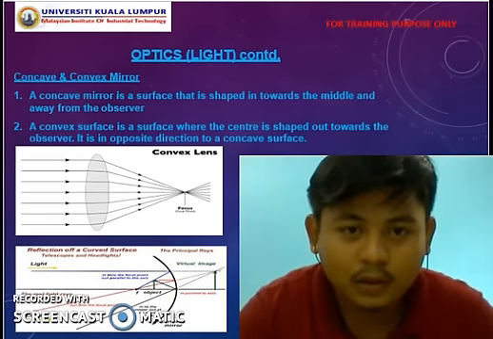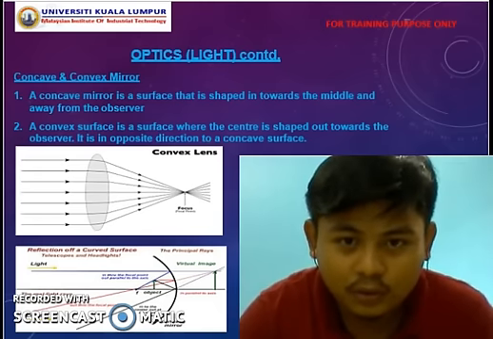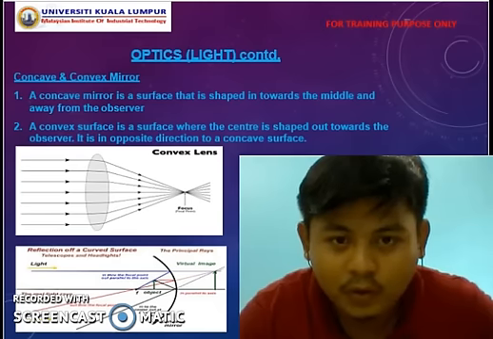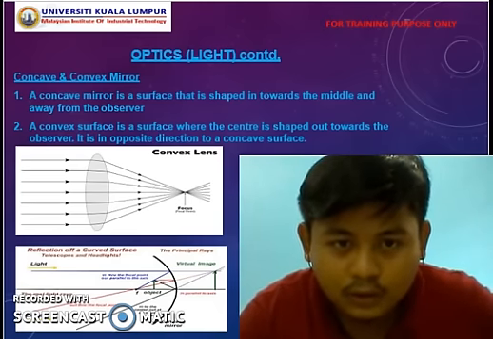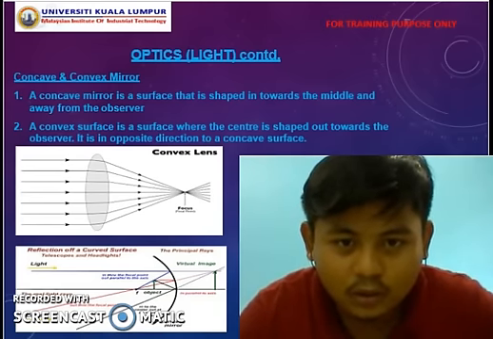Curved mirrors are of two types, concave and convex mirrors. A concave mirror is a surface that is shaped in towards the middle and away from the observer. A convex surface is a surface where the center is shaped out towards the observer. It is in the opposite direction to a concave surface.